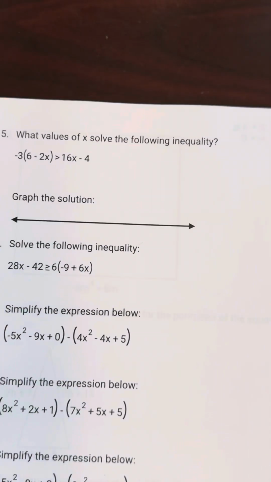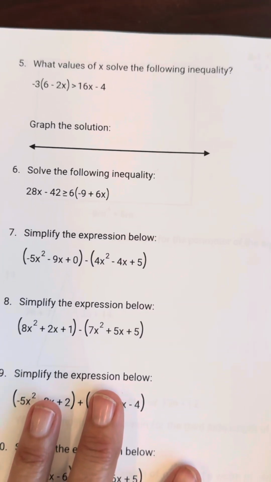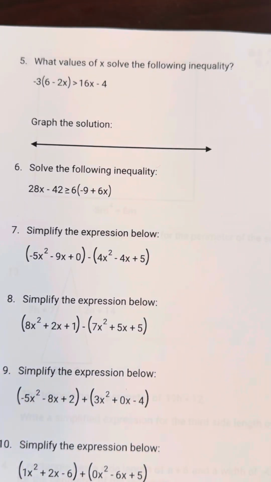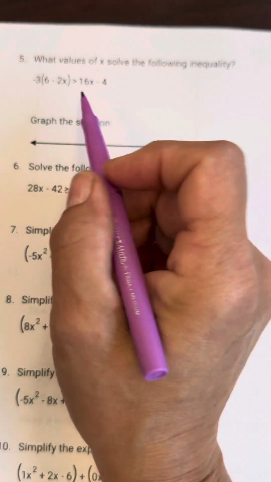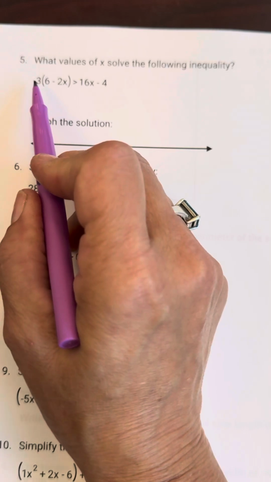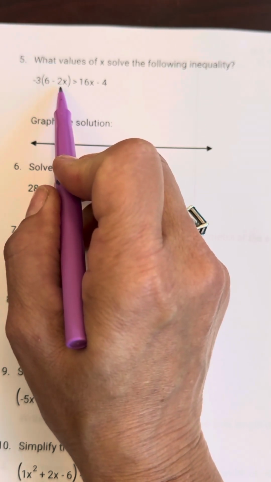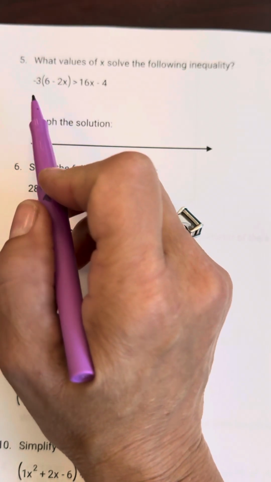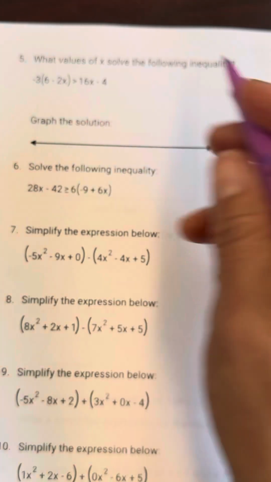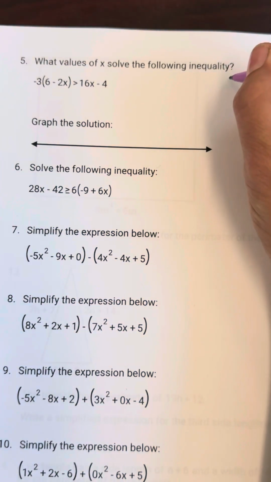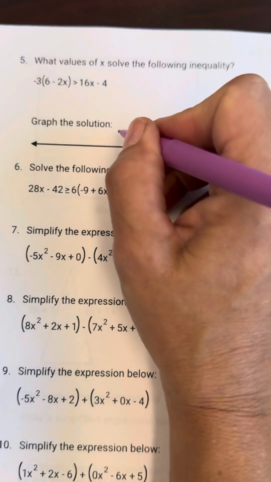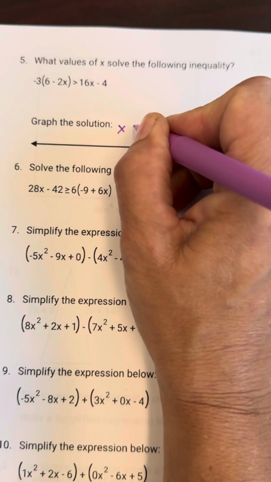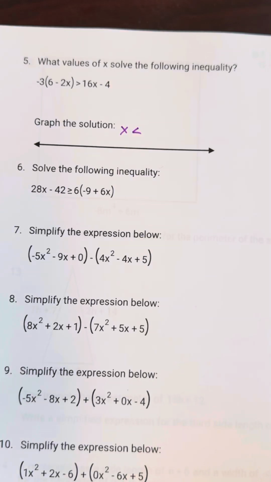Number 5. Don't forget, you can do these using y1 and y2 in the intersection, but you do have to mentally think if you're going to flip the sign. So for instance, negative 3 times negative 2 gives you positive 6, but when I subtract the 16, I'm going to end up with a negative on the left. So therefore, I know that my answer is going to be x is less than something.